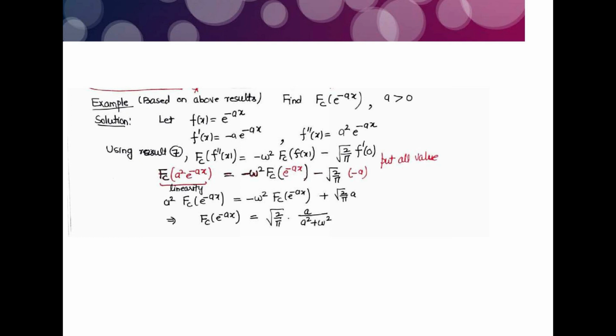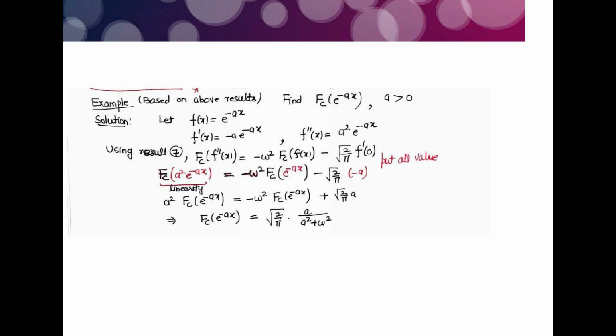Now on the left hand side you can take a square common. So it is just a square times the Fourier cosine transform of e raised to power minus ax. Put the values and simplify on the right hand side. Now see the left side and the right side. We have the same expression, the Fourier cosine transform of e raised to power minus ax. Combine these two terms, simplify, and finally we have the Fourier cosine transform of e raised to power minus ax.